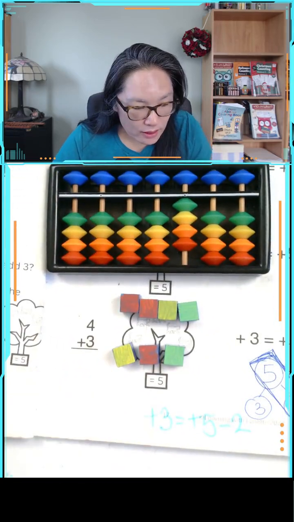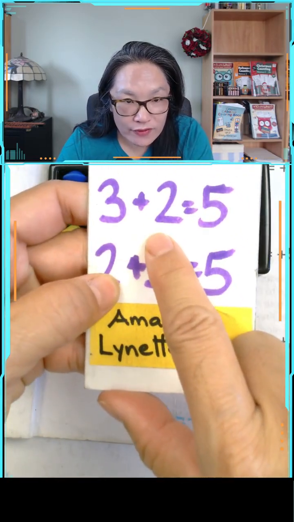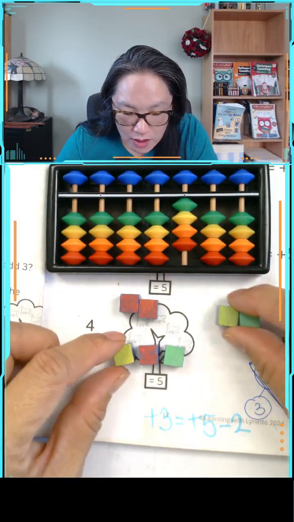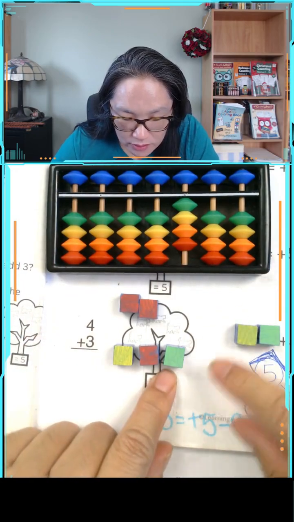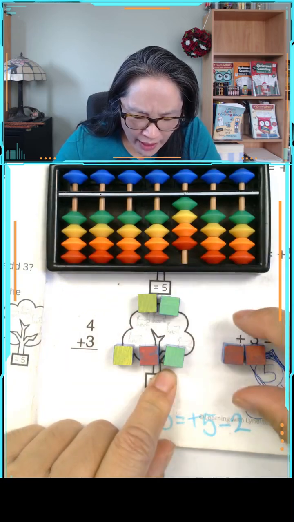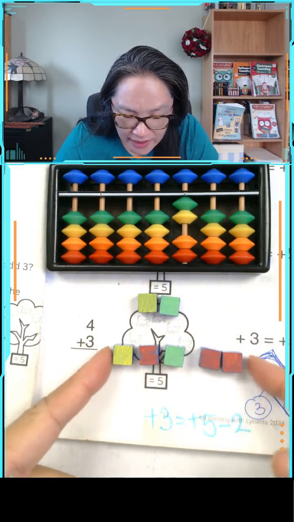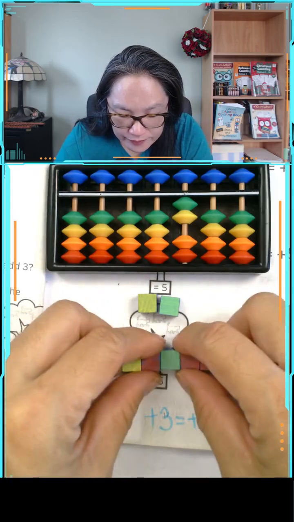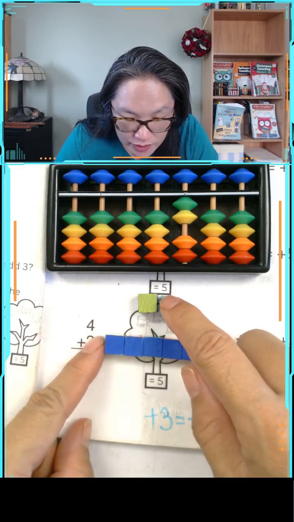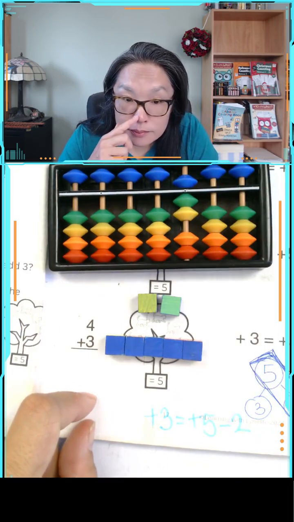Adding the 3, we have to make a... How do we round to 5? We have to use a 2. So we have to take the 2 away from something. If we take the 2 away from the 4, this now becomes 5. So my final answer is 7. 5 plus 2 is 7.